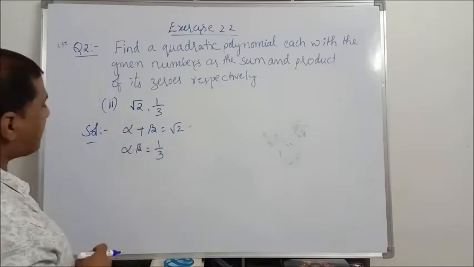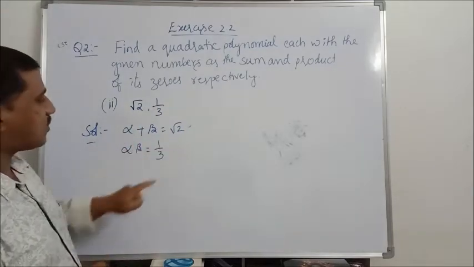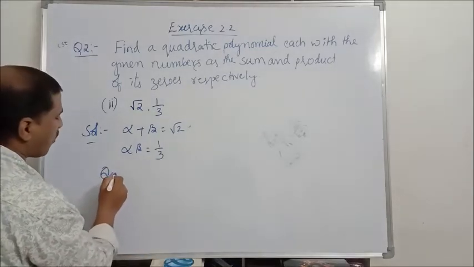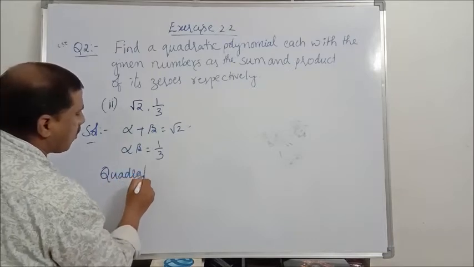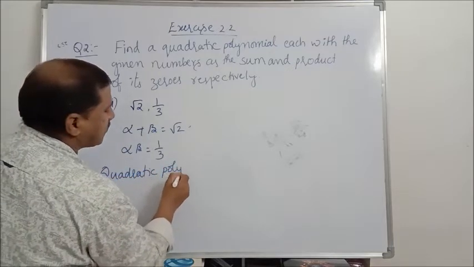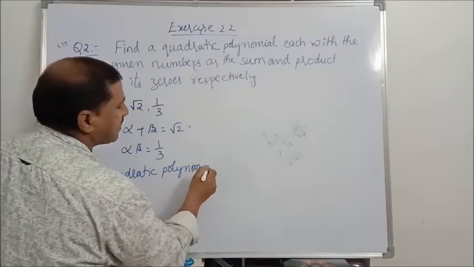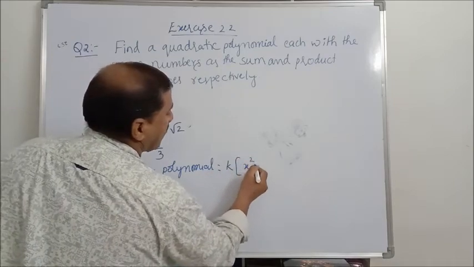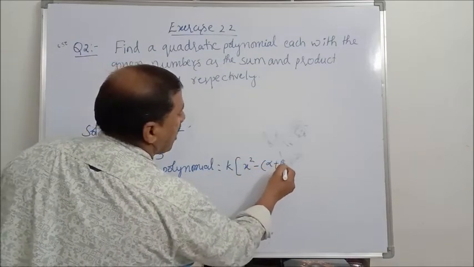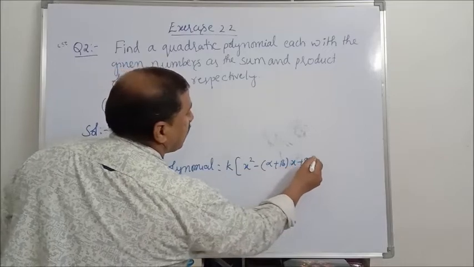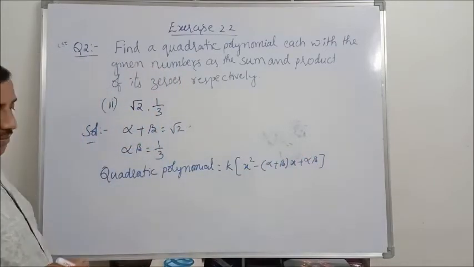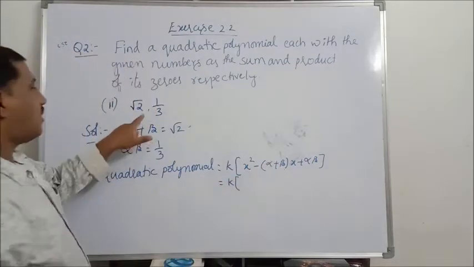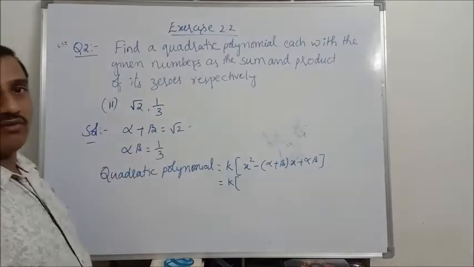So write the given data as alpha plus beta, the sum of the zeros, is equal to root 2. Product of the zeros is equal to 1 by 3. Now the required quadratic polynomial is equal to, what is the statement here? It is k into x square minus alpha plus beta into x plus alpha into beta. Now substitute alpha plus beta as root 2 and alpha into beta as 1 by 3.